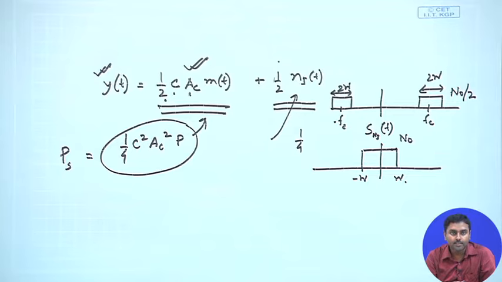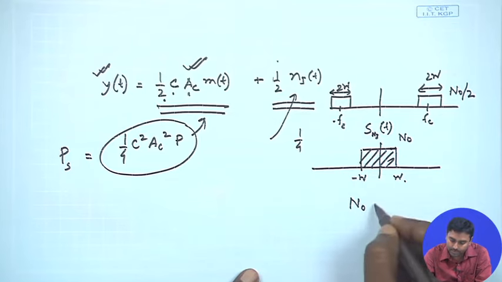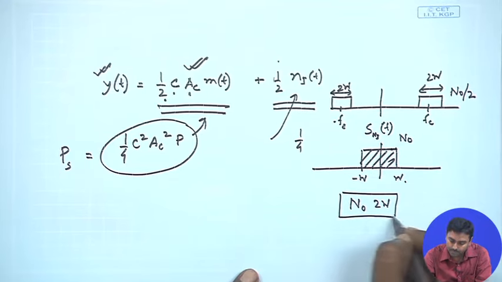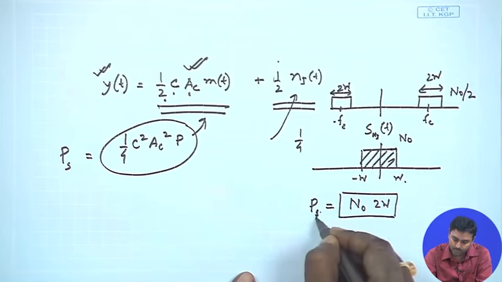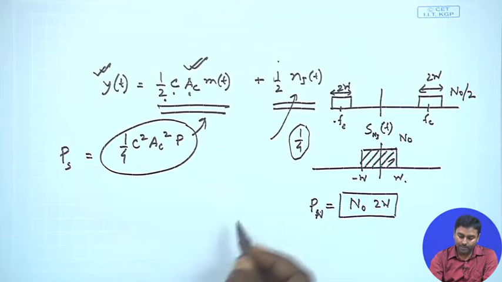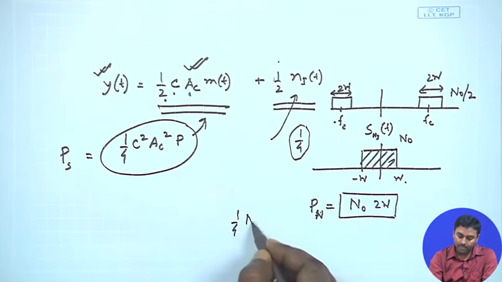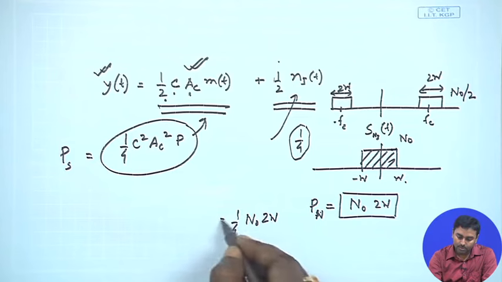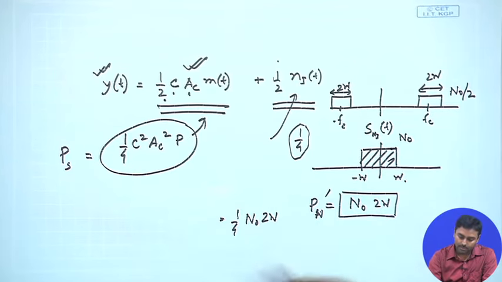So, what is the overall noise power then? It is just the integration of the power spectral density, so it must be N0 into 2W. That is my noise power. There is a factor of 1/4, so it should be 1/4 into N0 times 2W. That is the actual noise power.